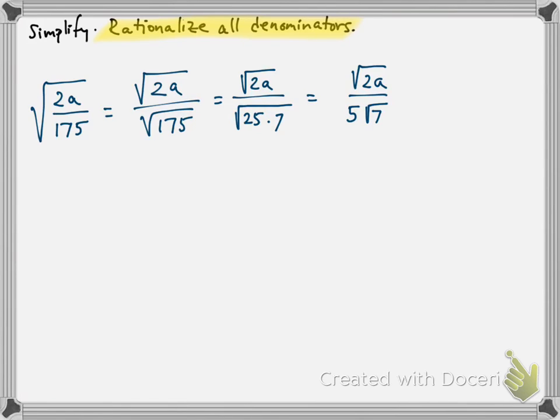Next, we have to rationalize the denominator. And so we have the square root of 7 on the bottom that we need to rationalize. I don't want to change the value of the expression, and so I'm going to multiply by the square root of 7 on the top and on the bottom.